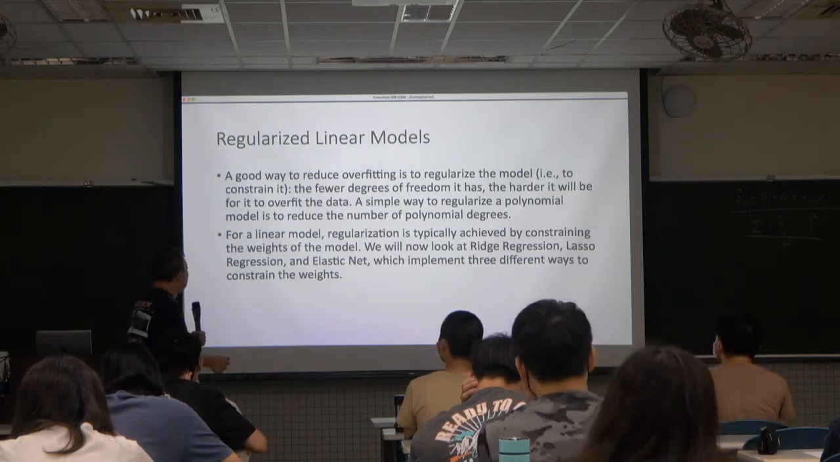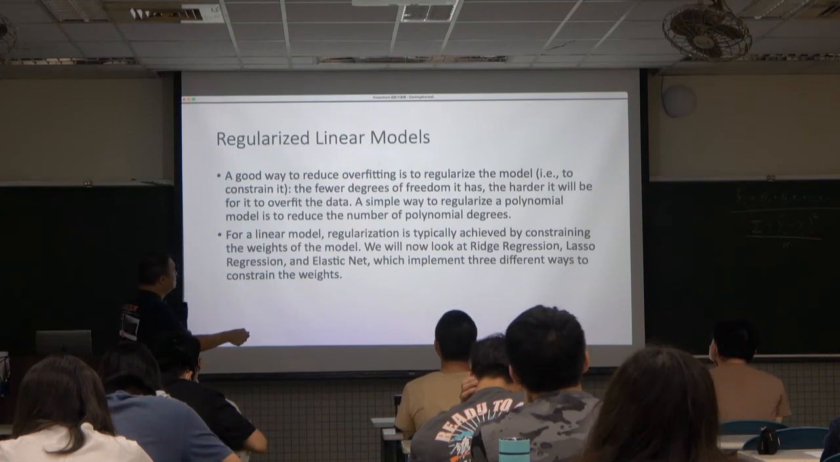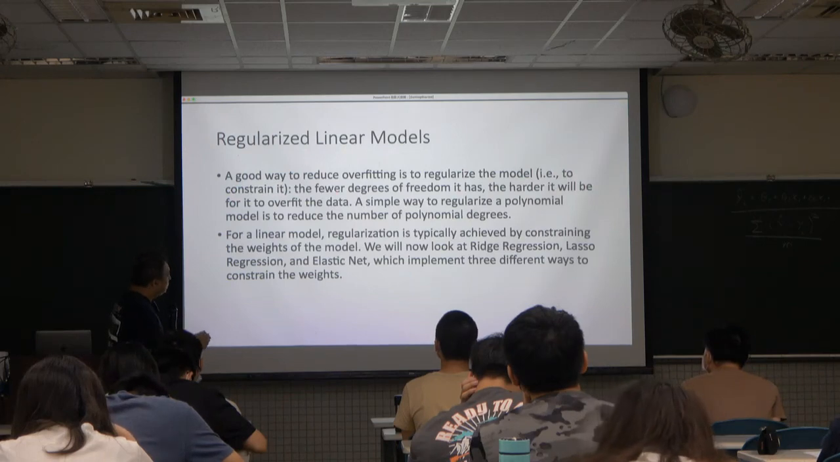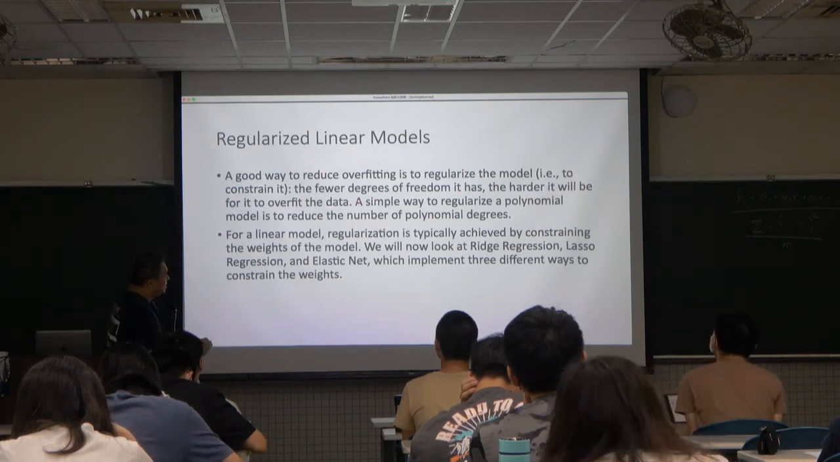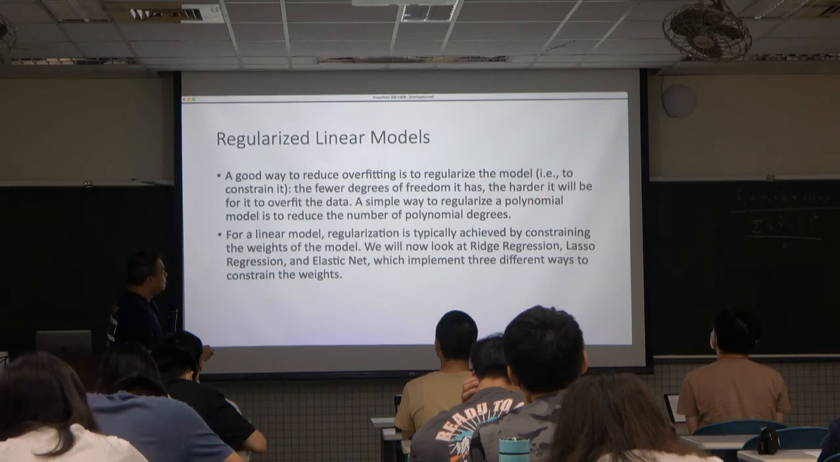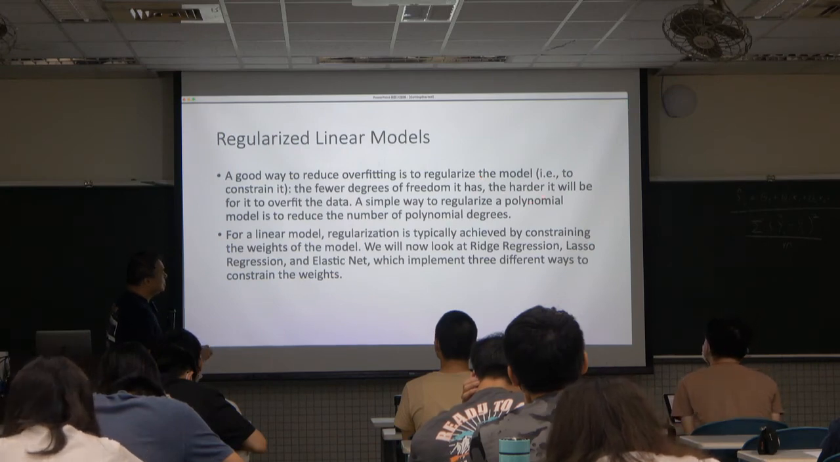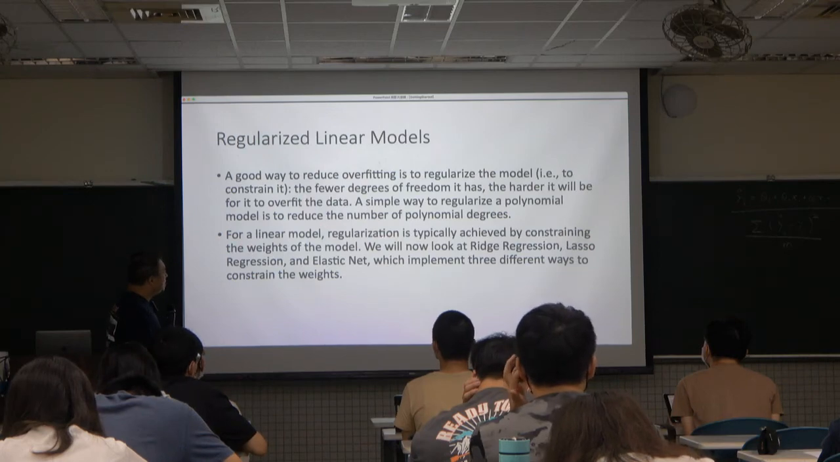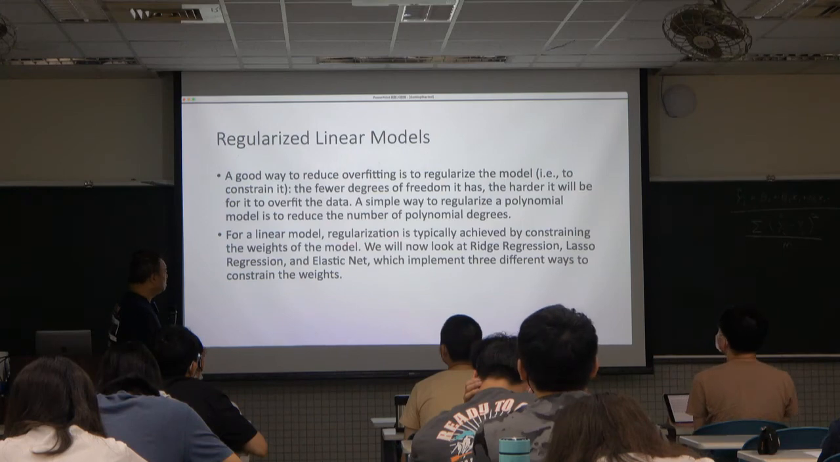That's the basic idea. The fewer degrees of freedom the model has, the harder it will be for the model to overfit the data set. A simple way to regularize a polynomial model is to reduce the number of polynomial degrees, obviously. But for a linear model, regularization is typically achieved by constraining the weights of the model.